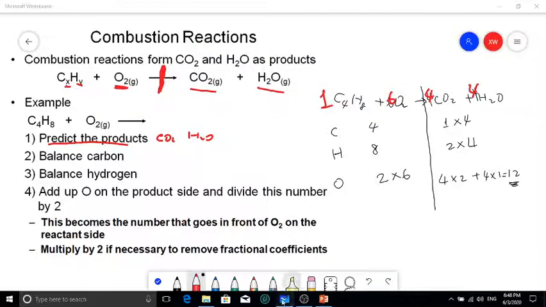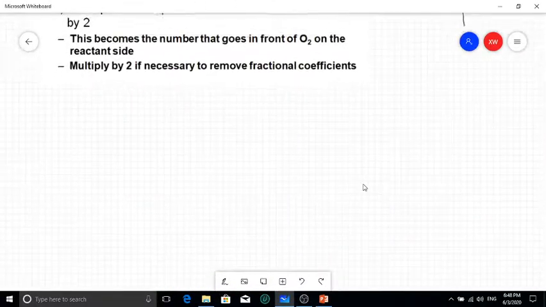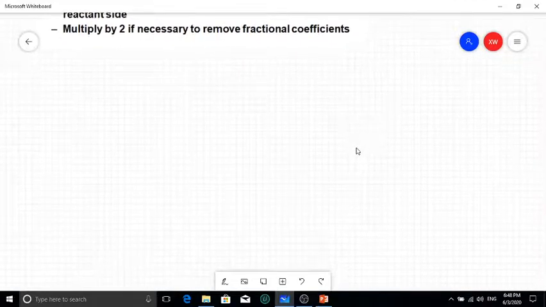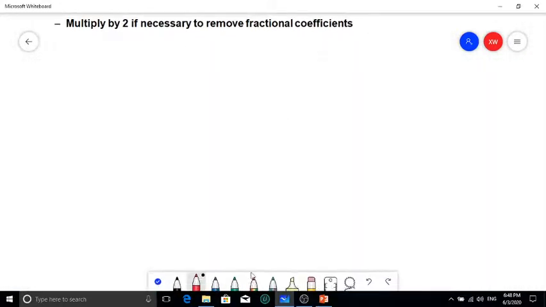Now let's take a look at another example. Let's say you have C6H10 plus oxygen. Usually you'll be given a half equation like this, and then see if you can balance it. Feel free to pause the video here and try it yourself. The products, of course, are going to be CO2 and H2O.